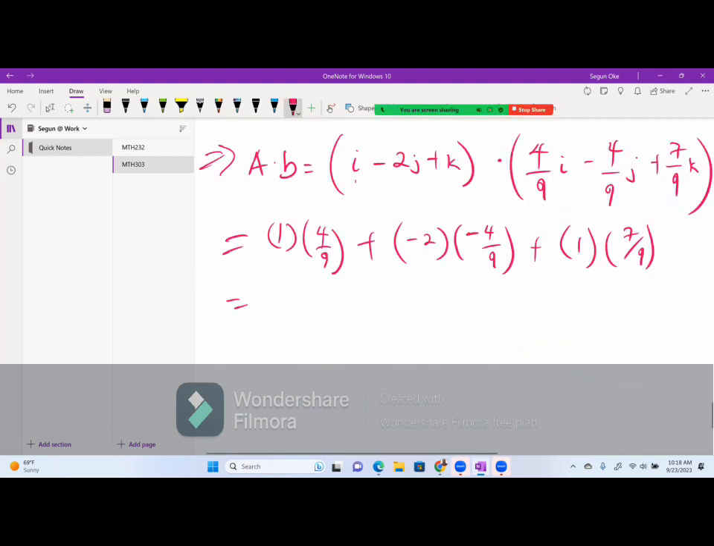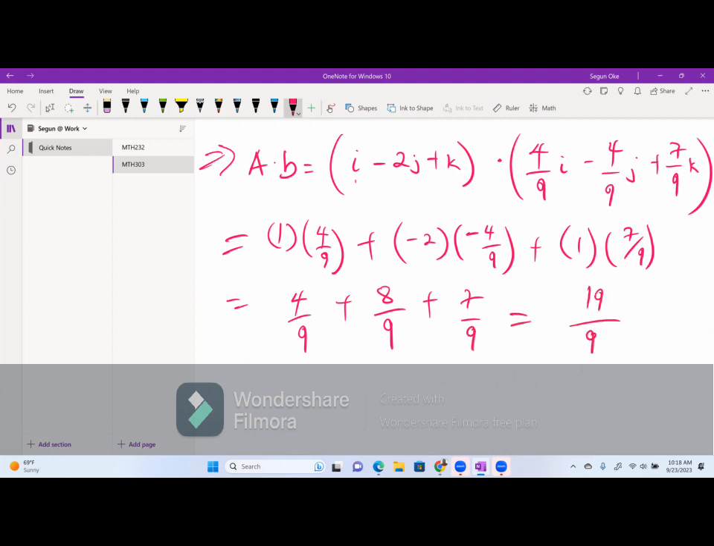So what do we have? We have 4 over 9 plus 8 over 9 plus 7 over 9. Everything equals to what? 19 over 9.